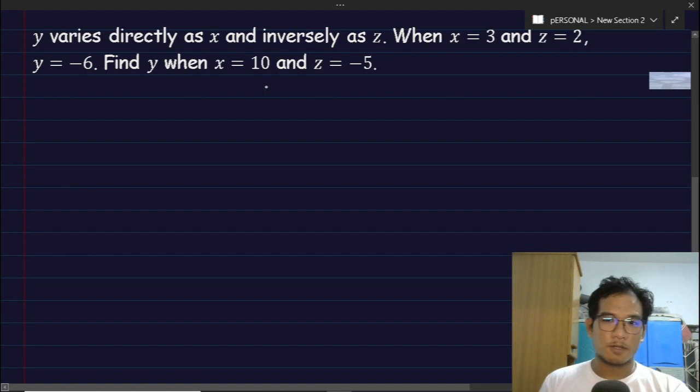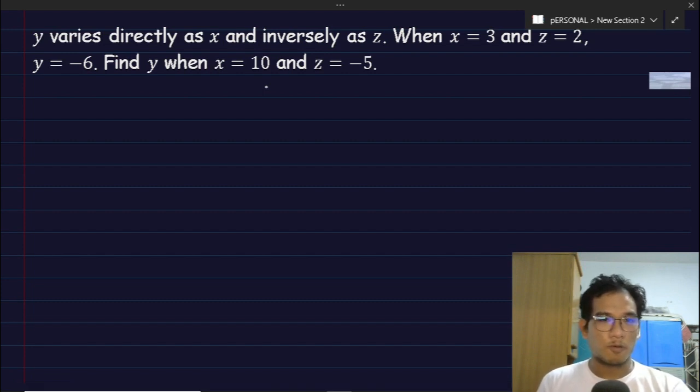Okay, so first problem, let's say y varies directly as x and inversely as z. When x is equal to 3 and z is equal to 2, y is equal to -6. Find y when x is equal to 10 and z is equal to -5.